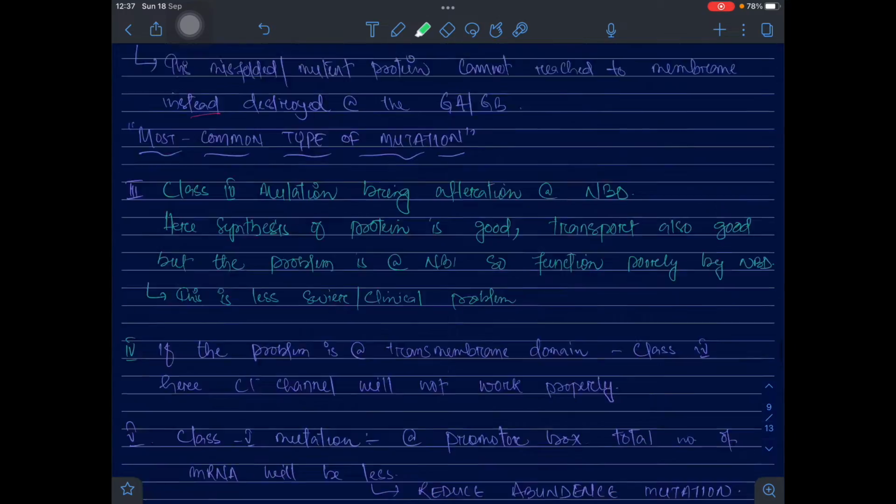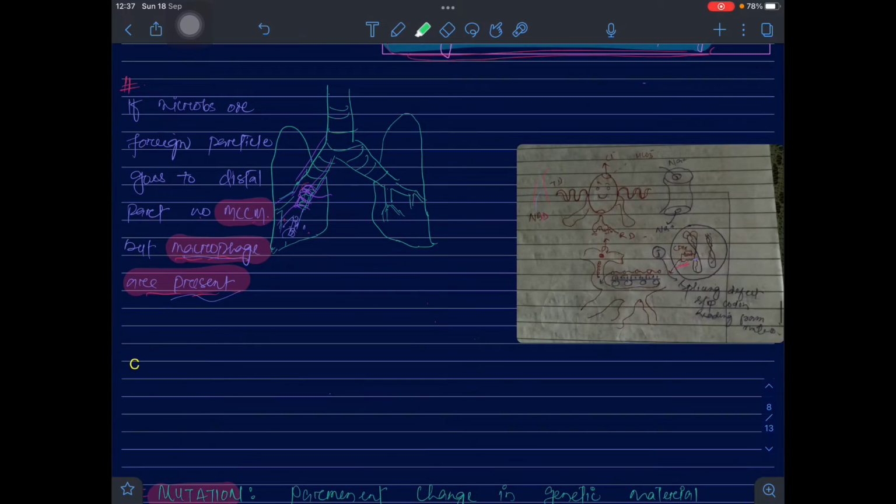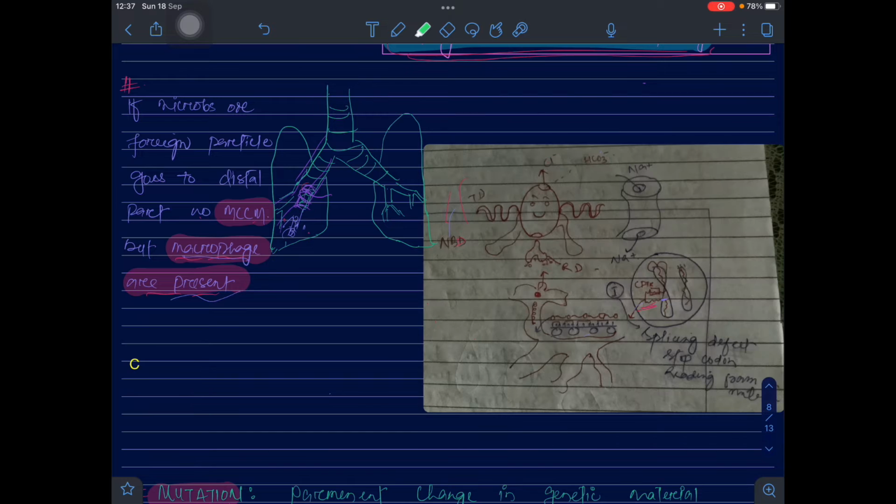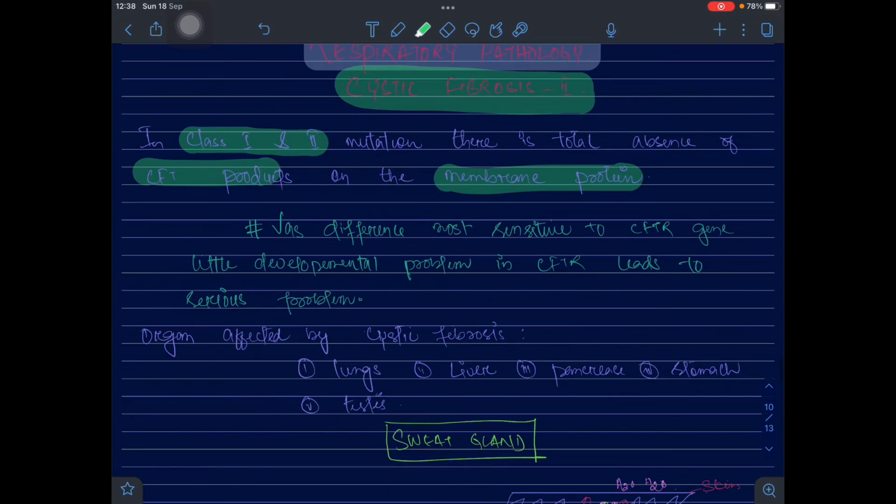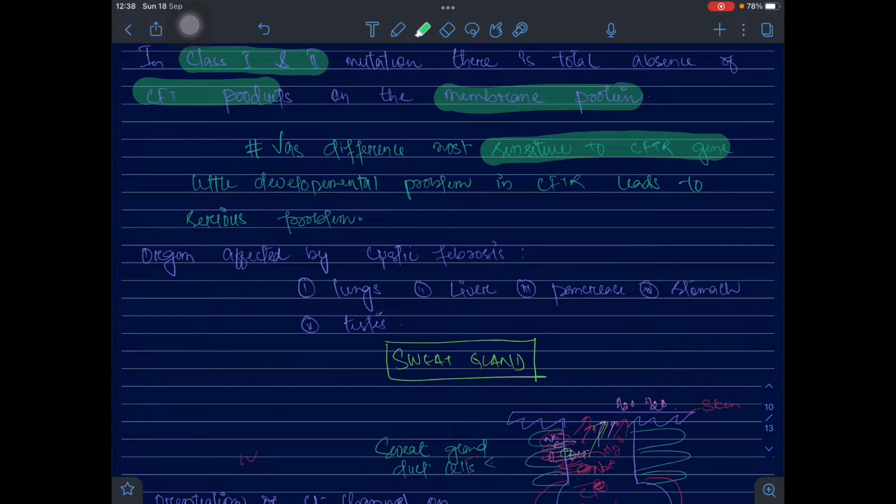What does that mean? Let's look at the picture from our previous class. Here it is. In this picture we see the CFTR gene. The products from the CFTR gene will be totally absent in the membrane protein. This is the membrane protein. Due to this, the severity is maximum. The vas deferens in the male genital tract is the most sensitive to the CFTR gene, and with even a little developmental problem in the CFTR gene, there will be a serious problem.